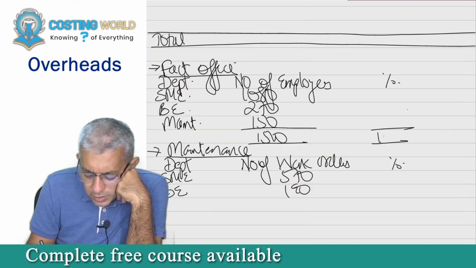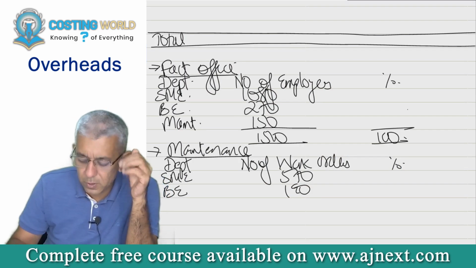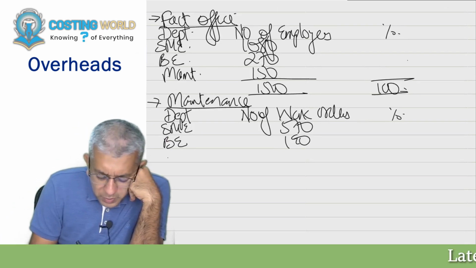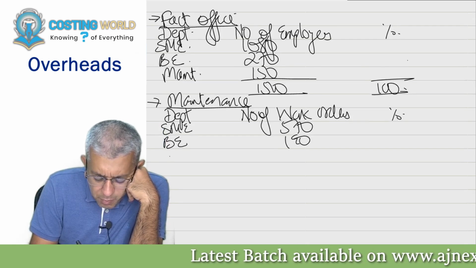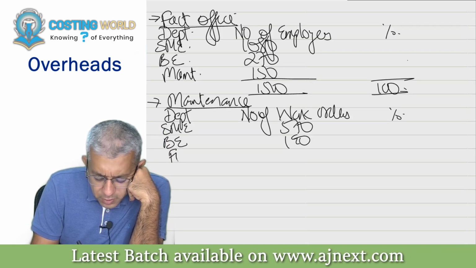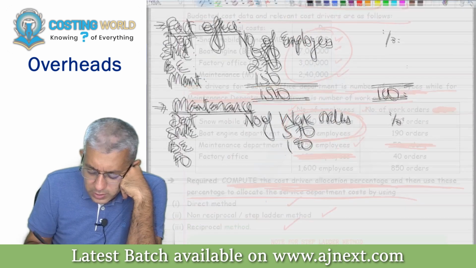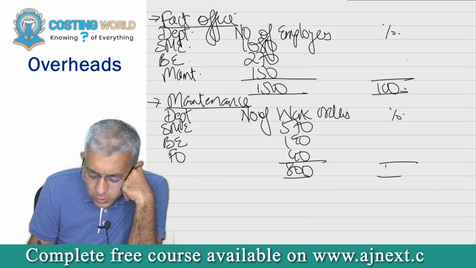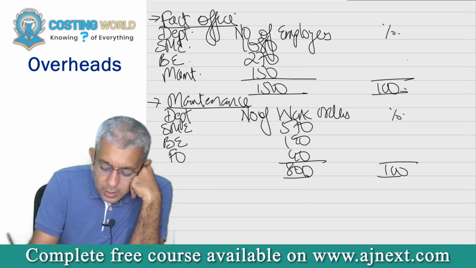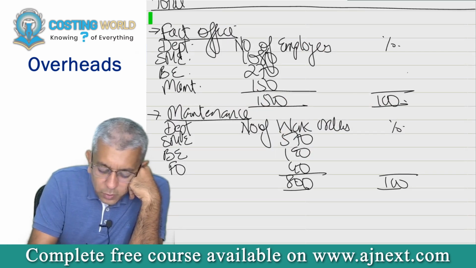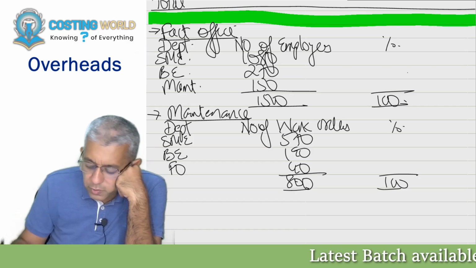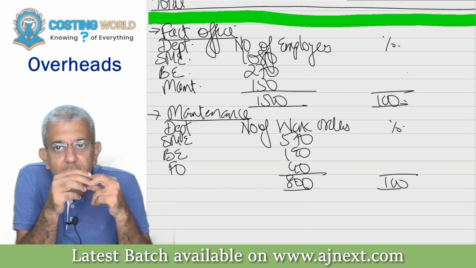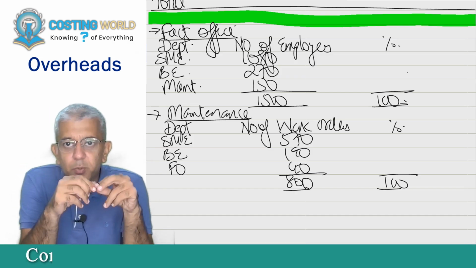This will be in this case 1500. Please get it converted out of 100. Second, for maintenance, I should be writing one more name over here. What name, beta? Factory office. Number of work orders in this particular case are 40. Total will be 800. Convert that out of 100. Give a heading over here: calculation of cost driver percentage. Complete the last column in both the cases, please.